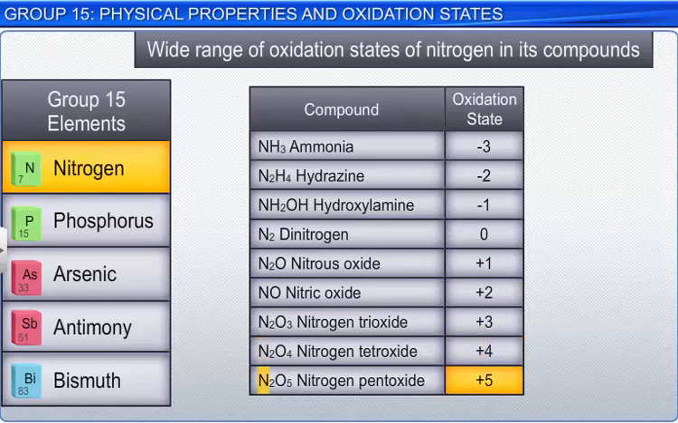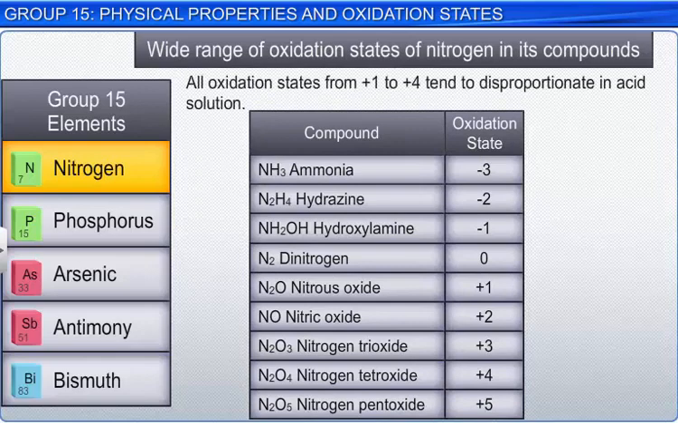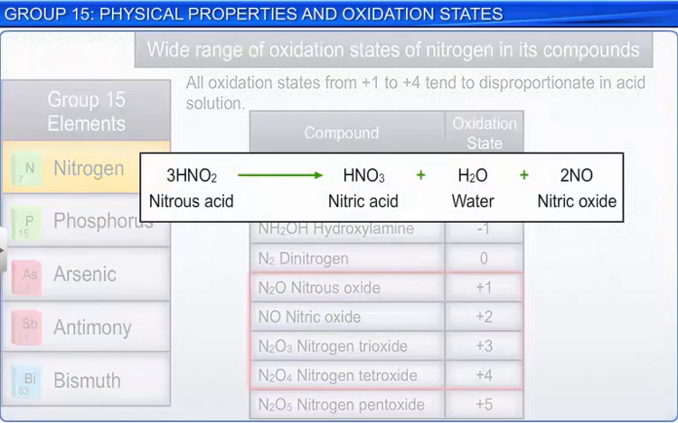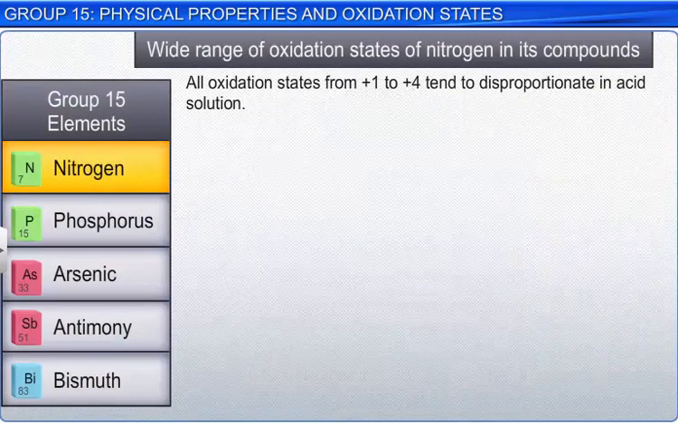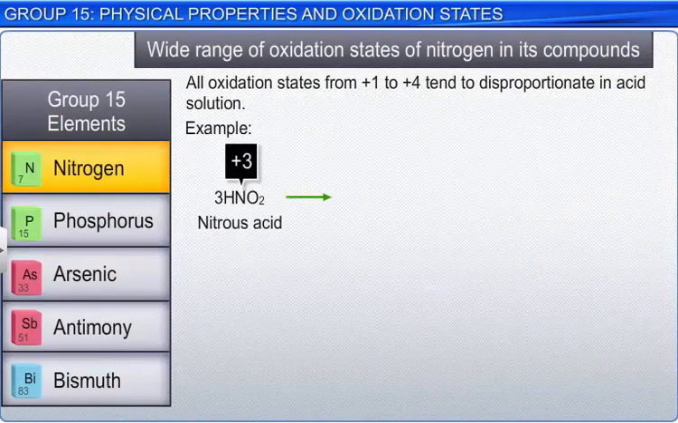In case of nitrogen, all oxidation states from +1 to +4 tend to disproportionate in acid solution. You know that a reaction in which the same element undergoes both oxidation and reduction is called disproportionation. For example, nitrous acid tends to disproportionate into nitric oxide and nitric acid, as shown in the equation here.